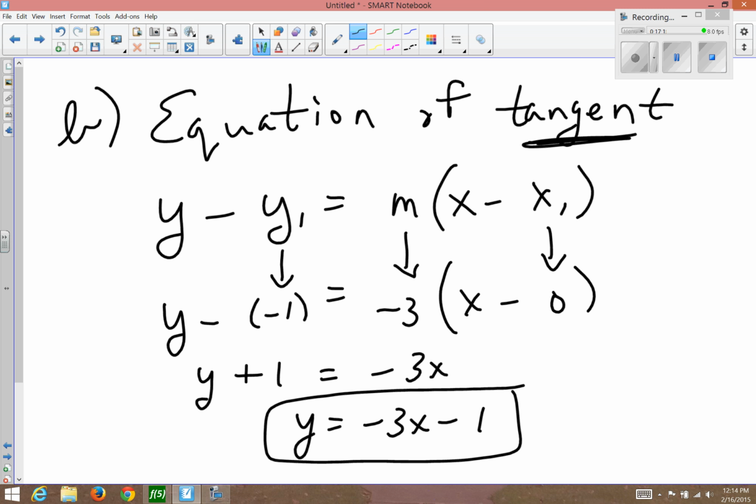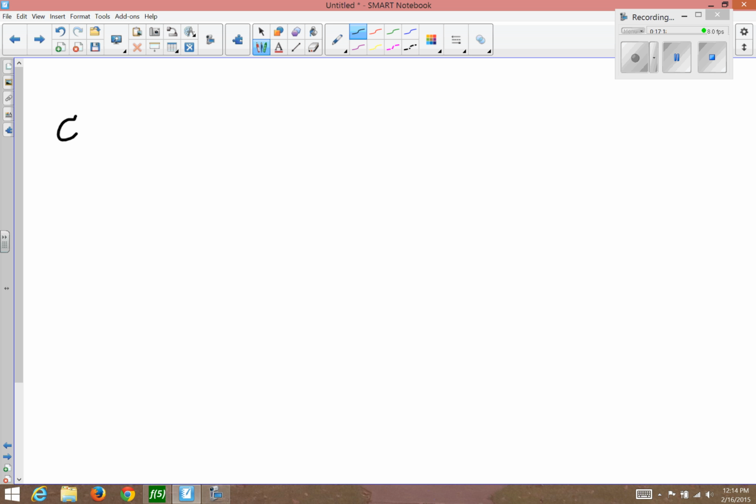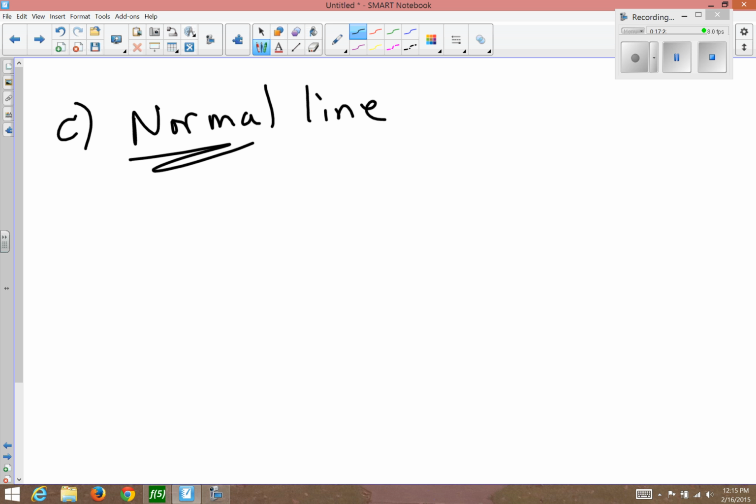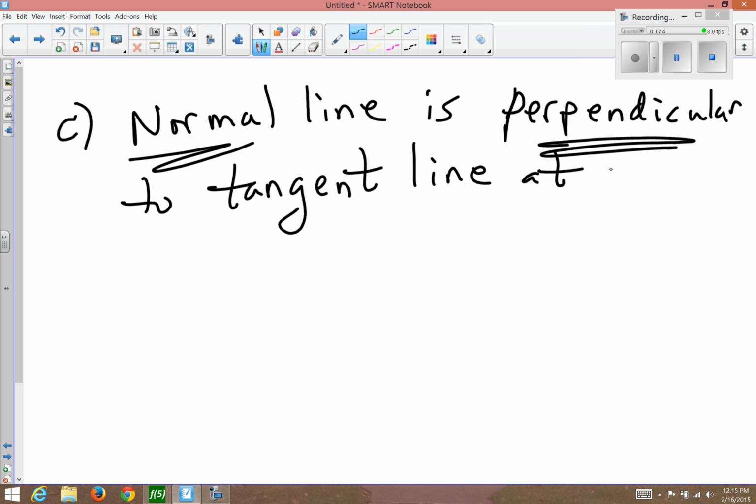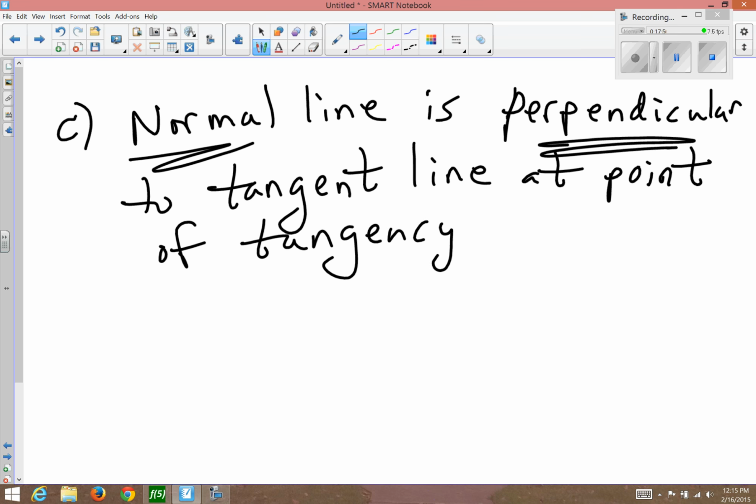And part C says find an equation of the normal. A normal line is perpendicular to the tangent line at the point of tangency. That means at the point where the tangent line is touching. And perpendicular lines have negative reciprocal slopes.